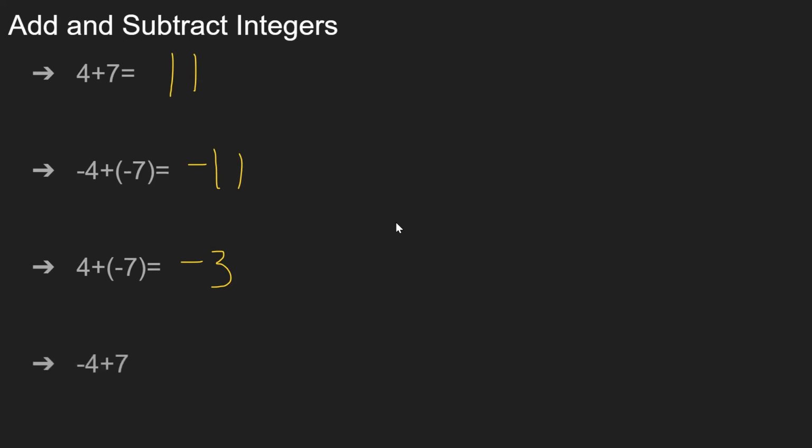Okay, and here again, we're adding two numbers with opposite signs. Again, subtract the numbers, 3, keep the sign of the bigger number. And again, if you think in terms of a number line, if you start at negative 4 and add 7, you'd move 7 units to the right. So you'd move into the positive by 3 units. So the answer is 3.